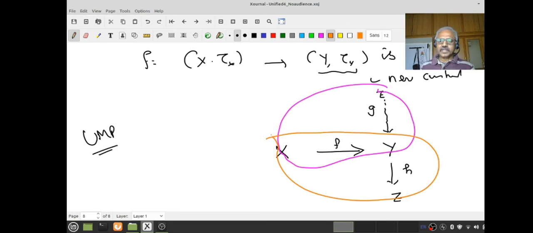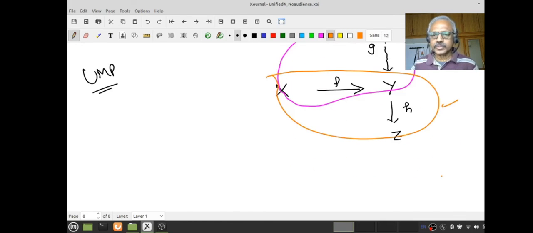Which picture admits a natural composition? Here I can't do a natural composition, therefore there exists no natural composition. Here there is. Therefore, what should the universal mapping property talk about? It would talk about continuity of a function from y to z. Do you understand? I'm going to change the notation, don't get confused. So the universal mapping property deals with only this one.